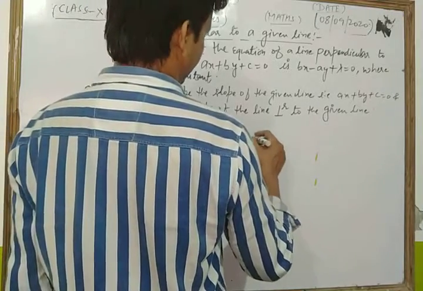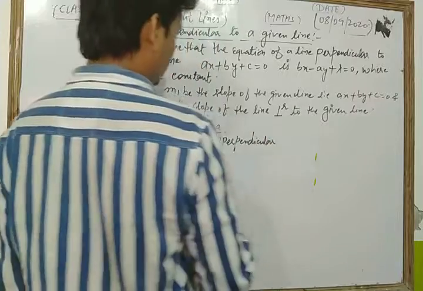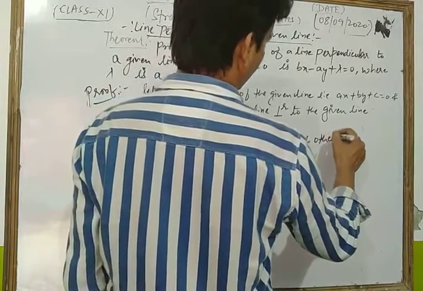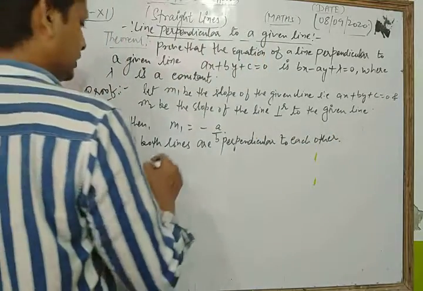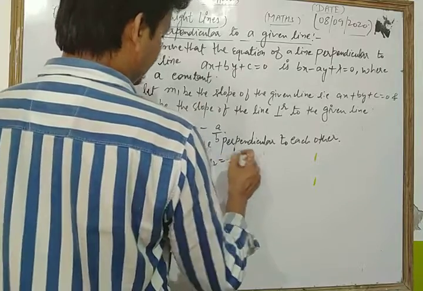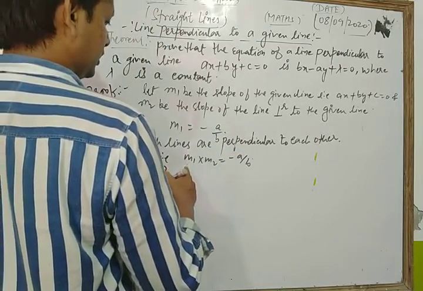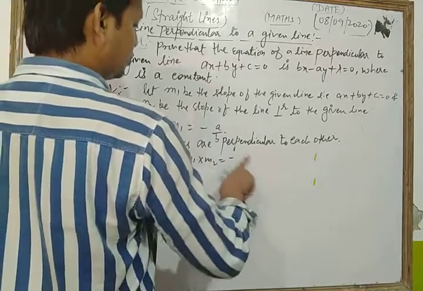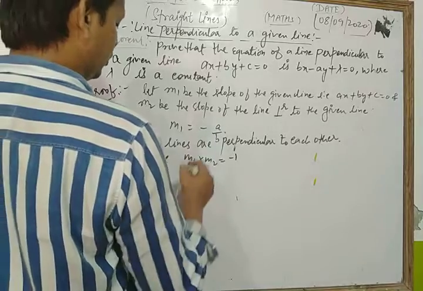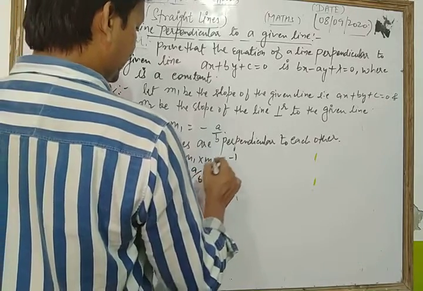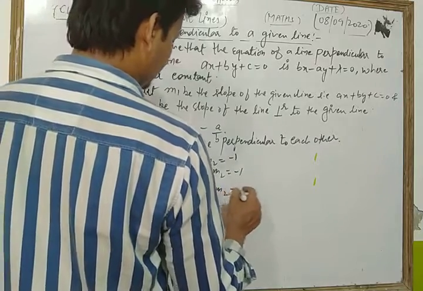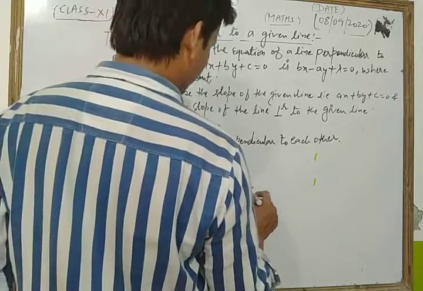Both lines are perpendicular to each other, that is, m1 into m2 is equal to minus 1. So here we put the value of m1 as minus a upon b, into m2, equal to minus 1. So we have m2 is equal to plus b upon a.